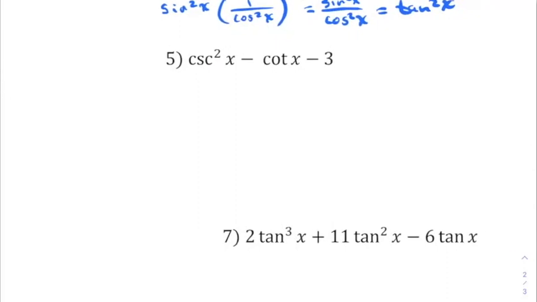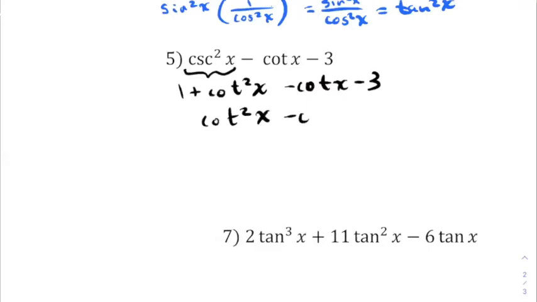Okay. Number 5, all right. That one looks a little bit more complicated. And at first glance, we can't do any factoring here. But perhaps if we can rewrite some of these trig functions using identities, we can then have something that is factorable. So cosecant squared x, using a trigonometric or Pythagorean identity, we can write as 1 plus cotangent squared x. And we're left with minus cotangent x minus 3. So we can rewrite all of this as cotangent squared x minus cotangent x minus 2.